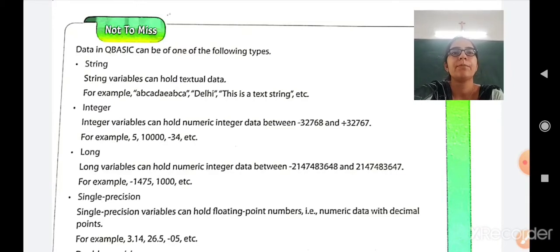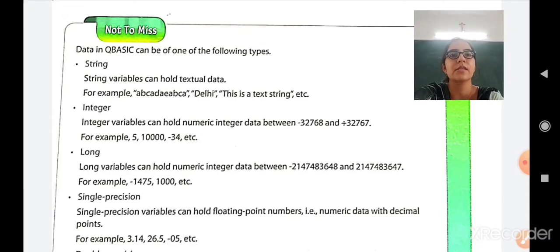And long. The long variable can hold numeric data between minus 2147483648 and 2147483647. For example, minus 1475 and 1000. So the bigger data is stored using the long variable.